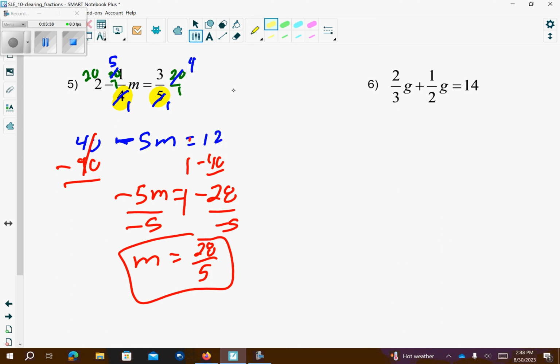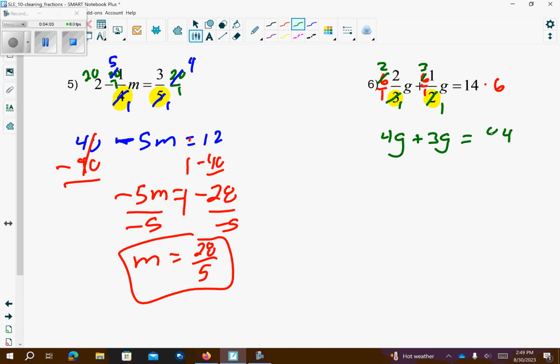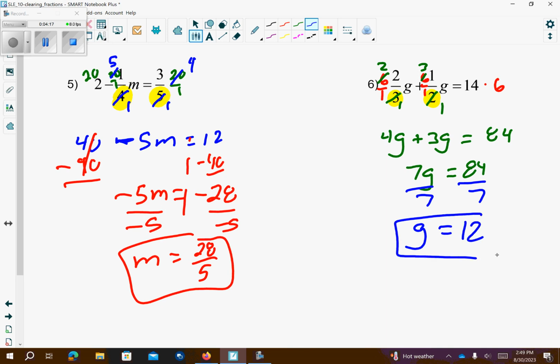Example number 6 on page 38. Notice I have two different denominators. So let's multiply them together. 2 times 3 is 6, so I'm going to multiply this by 6 over 1, this by 6 over 1, and this by 6. Then I'm going to say 3 goes into 6 twice. 2 times 2 is 4, and the g comes along. 2 goes into 6 3 times. 3 times 1 is 3. And 6 times 14 is 84. So I'm going to get 7g equals 84. Let's divide both sides by 7. And on a calculator, if you go 84 divided by 7, you're going to come out to 12. So 12 is our answer.